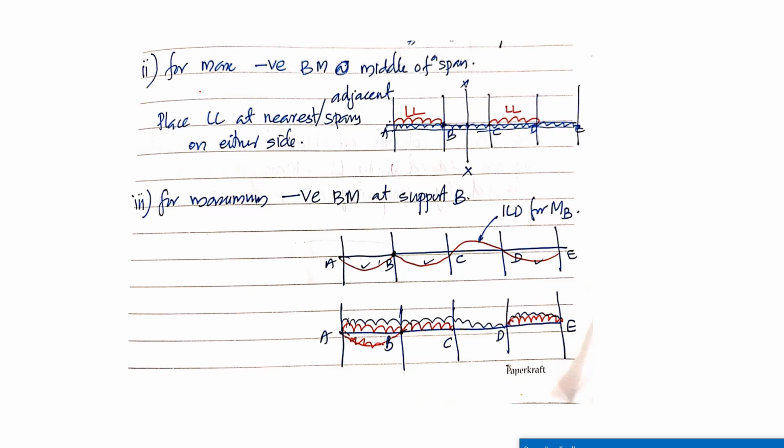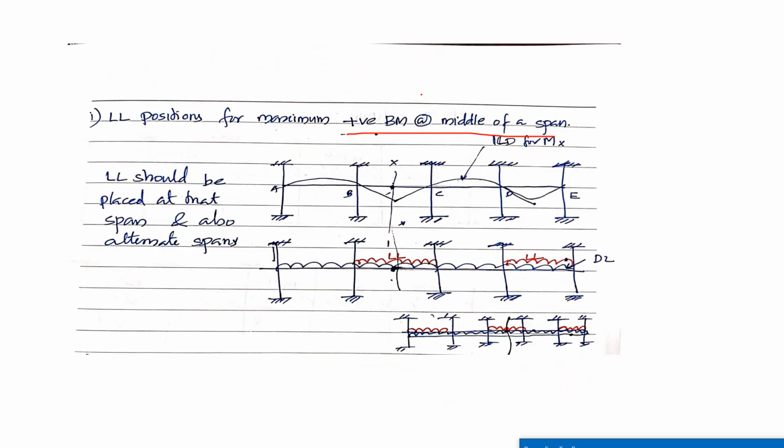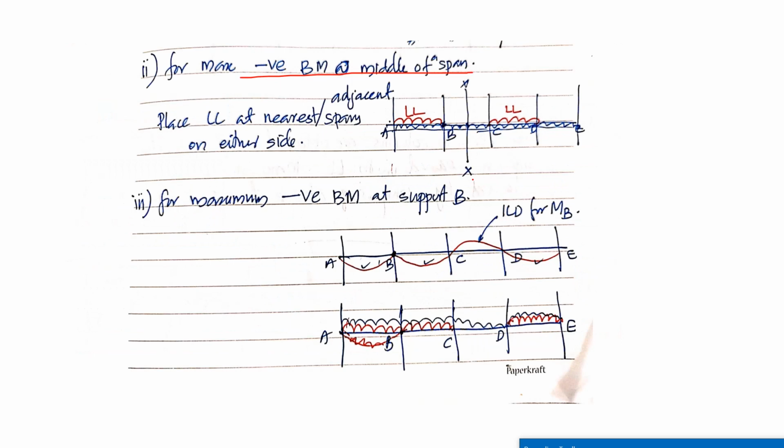Then the second condition is for maximum negative bending moment at the middle of a span. When you look into this figure, in order to get maximum hogging moment, you can place the load at AB and CD. Okay, so you can place the load at the nearest spans, not on the particular span. If you want to find the maximum negative bending moment or hogging bending moment at this section, you can place the live load on alternate spans or the nearest spans, and alternate of these two. Like that you can place the load.